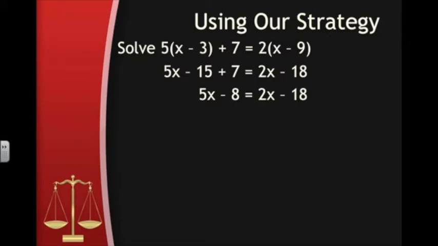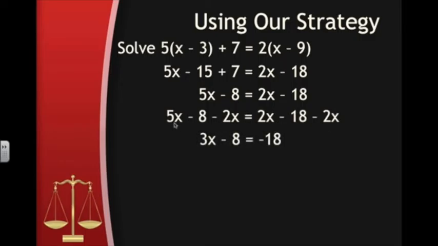Step 2 is getting all the variables on the same side. To avoid negatives, we can eliminate the 2 x's on the right side. If we subtract those 2 x's, we end up with 3 x's on the left side and none on the right, giving us 3x minus 8 equals negative 18.